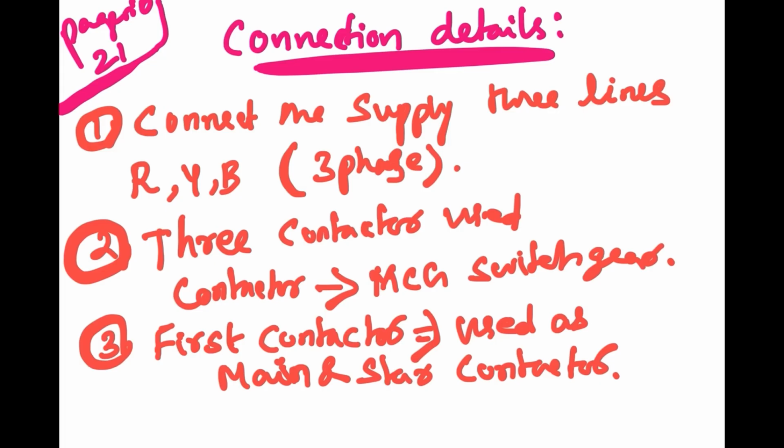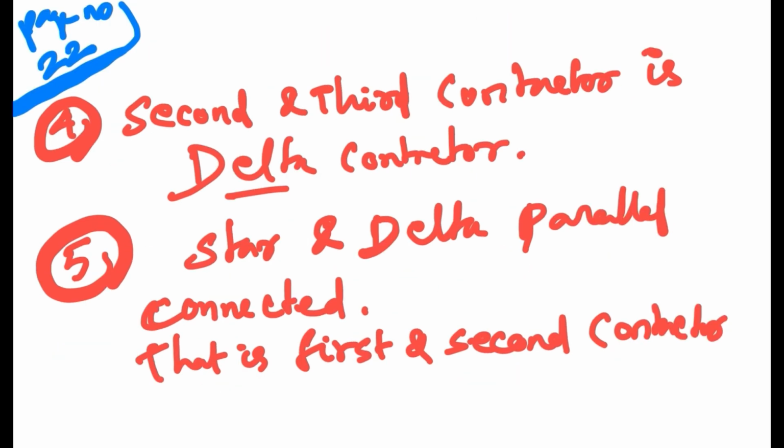Connection details. Connect the supply 3 lines R, Y, B, that is 3 phases. 3 contactors are used, MCB, that is the switch again. Third point, the first contactor is used as main and star contactor. The second and third contactors are delta contactors. Star and delta are connected in parallel, that is the first and second contactor.